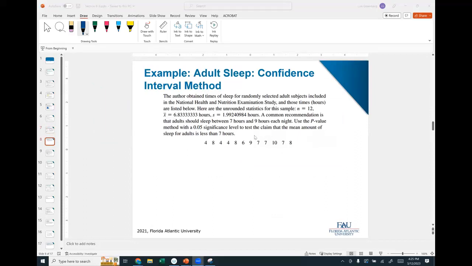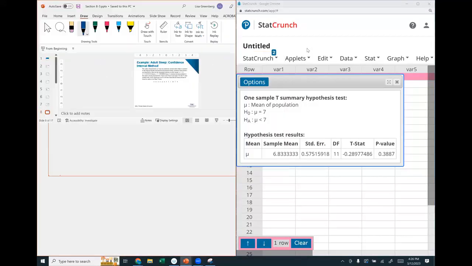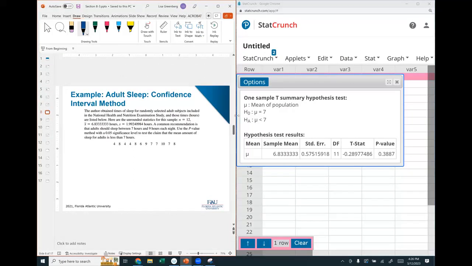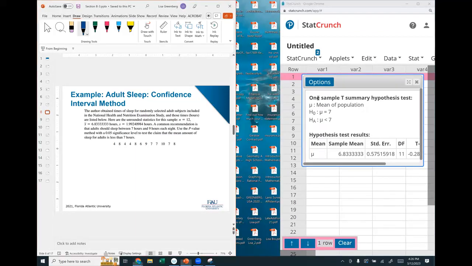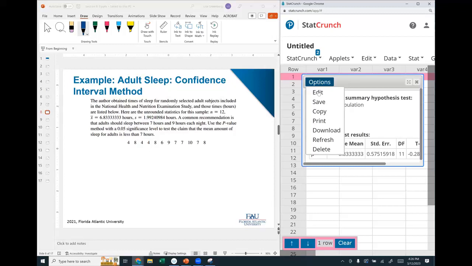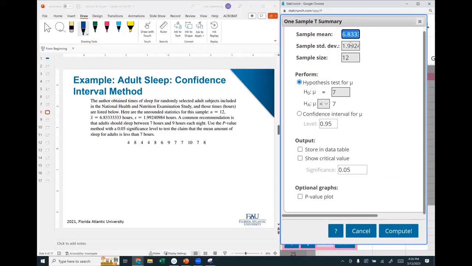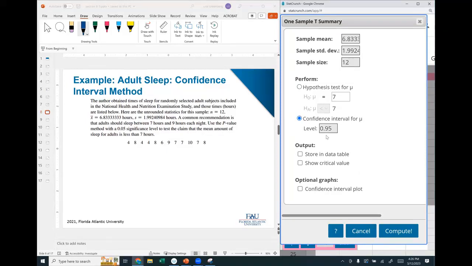So now we can do the exact same test, but now this is with a confidence interval method. So let's go back to our StatCrunch and go back to options. We have all the data here, but now we have a confidence interval.